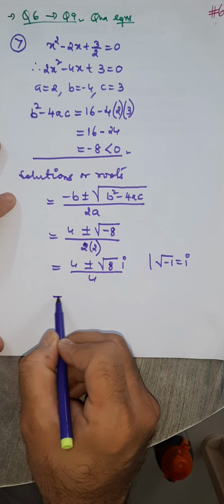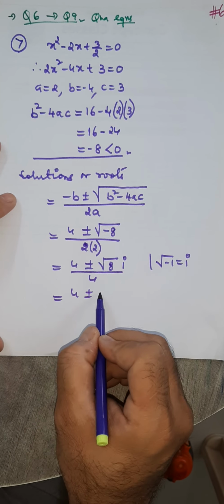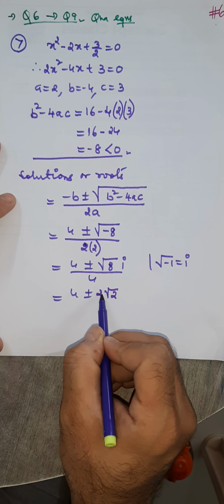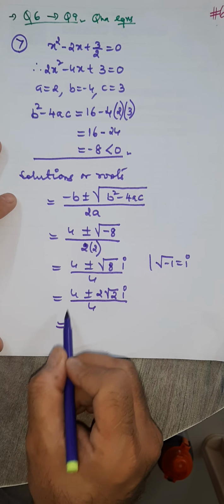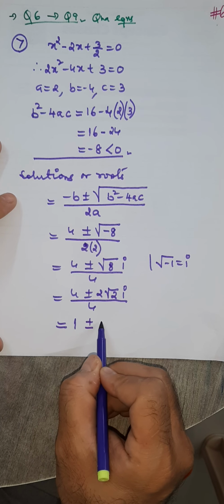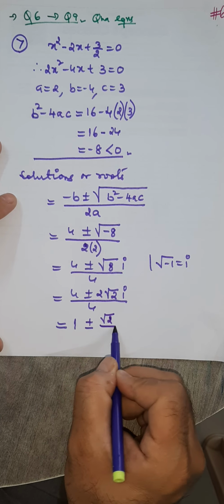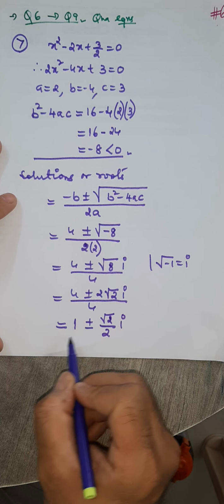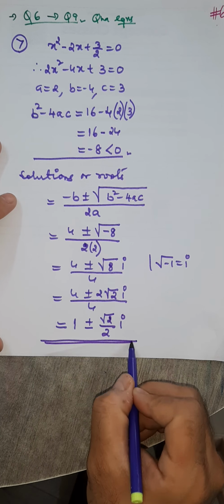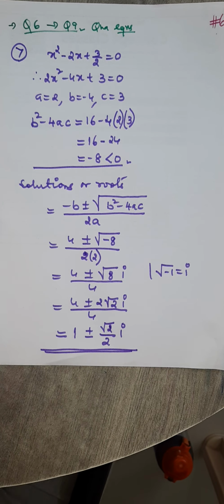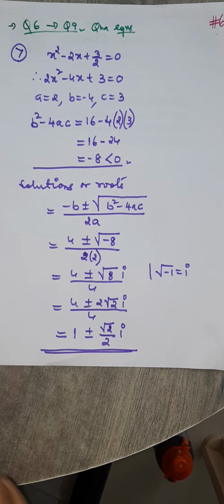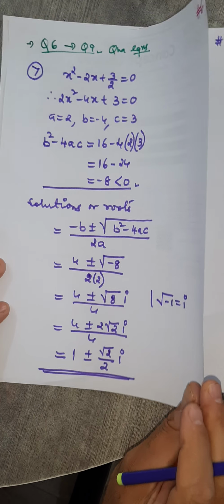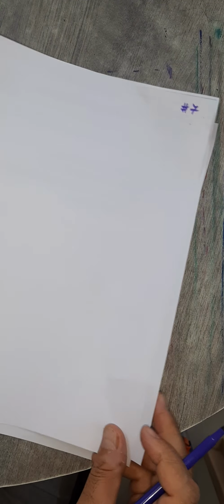Upon 4. So 4 plus root 8, you can write 2 root 2 by 4. If you want to do individual division, 1 plus or minus root 2 by 2 iota, 1, 2 will get cancelled. These are the roots, these are the complex numbers, which are the roots of the given quadratic equation, or solutions. Okay. Question number 10, which is a very simple question here.